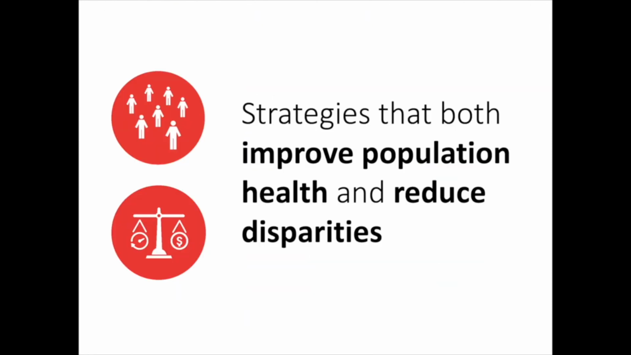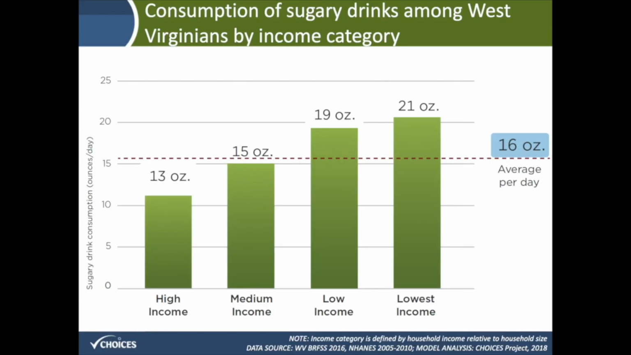We've also found some strategies that both improve population health overall and also reduce disparities. So one example of this is looking at a sugar-sweetened beverage excise tax that we modeled for the state of West Virginia. West Virginia currently has a very small sugary drink tax, which is about 1 cent for every can or bottle of soda. And so we modeled out a scenario where that was substantially increased to be 1 cent per ounce, or actually 2 cents per ounce for West Virginia.